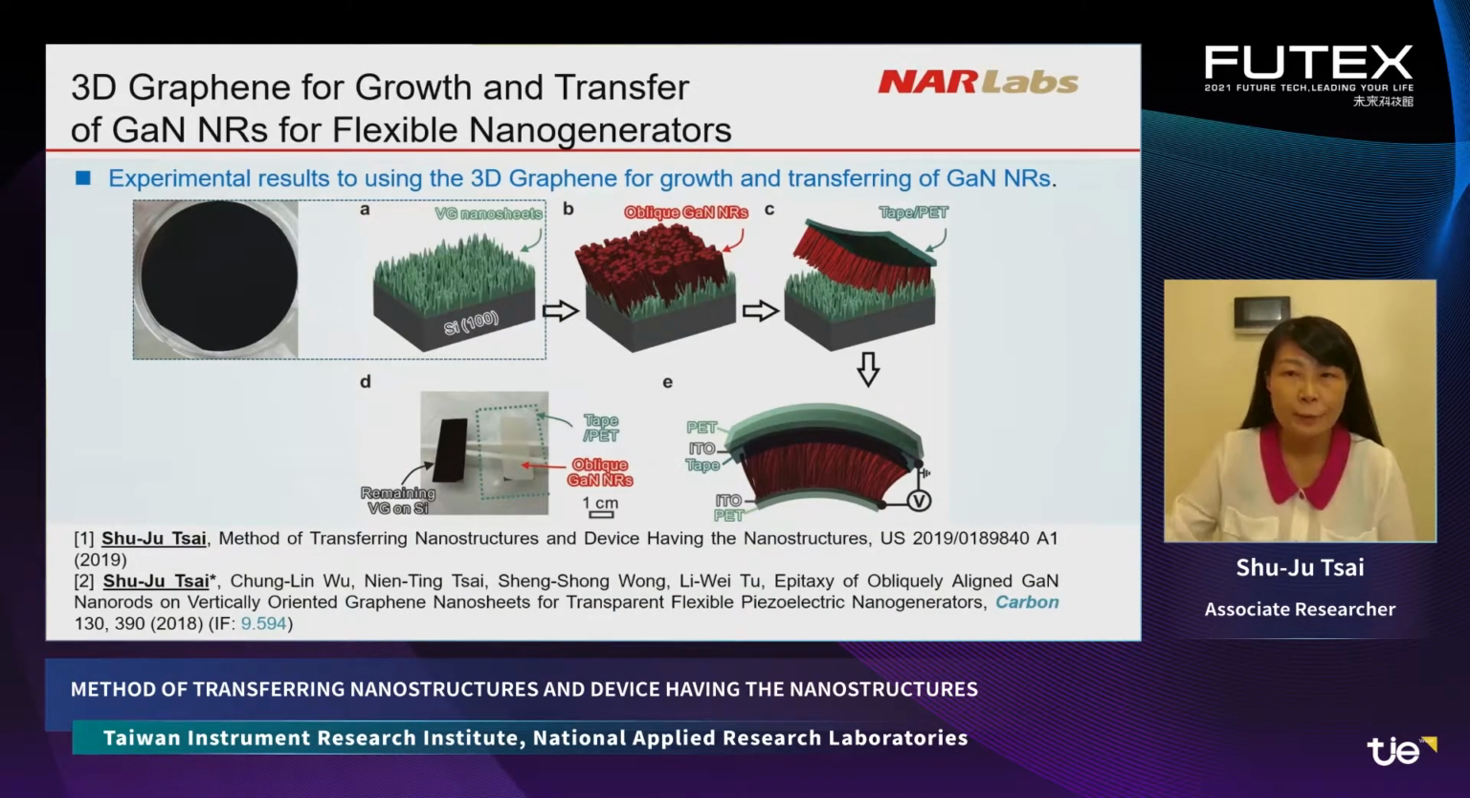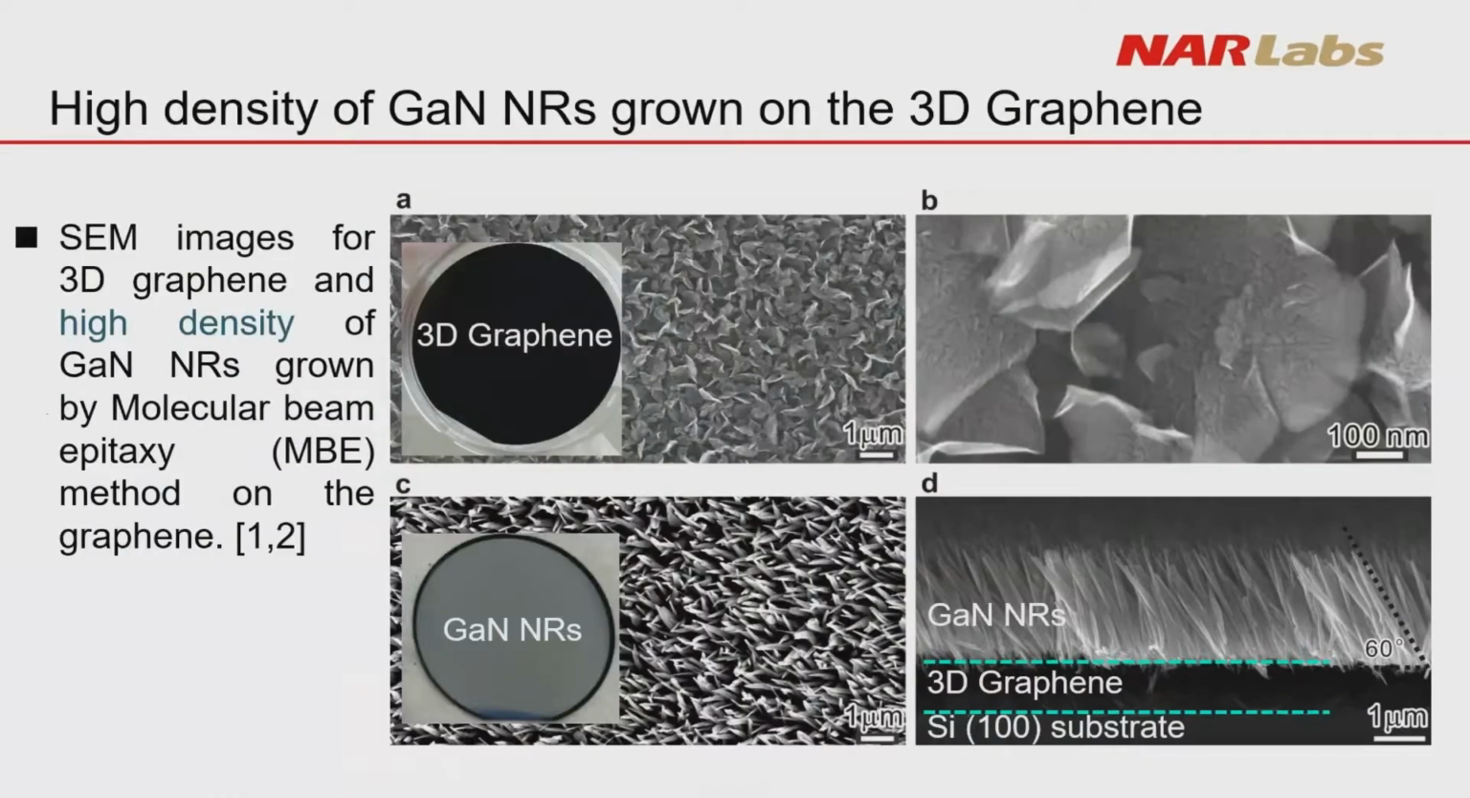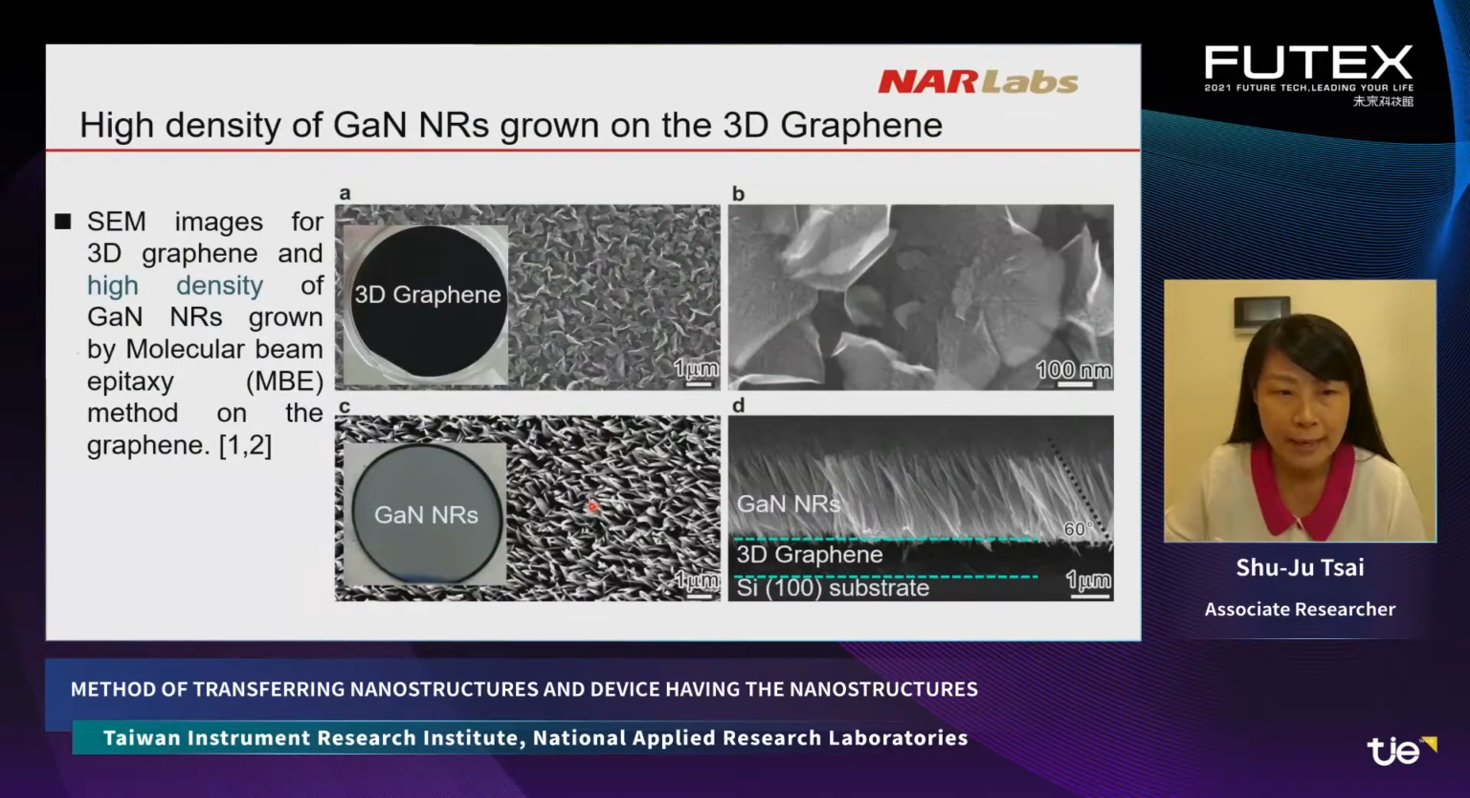The preliminary results demonstrate that the 3D graphene can be used for growth and the easy transfer of gallium nitride nanorod for flexible nanogenerator by the simple step as shown in the figures. The SEM image is here to show you the morphology of a 3D graphene and demonstrate the high density of gallium nitride nanorod can be grown by the MBE method on the 3D graphene surface in 4 wafers.